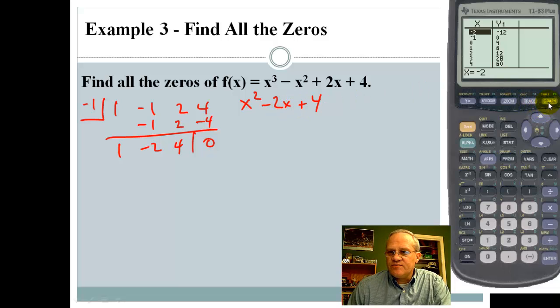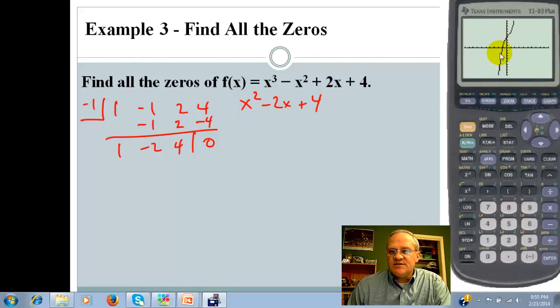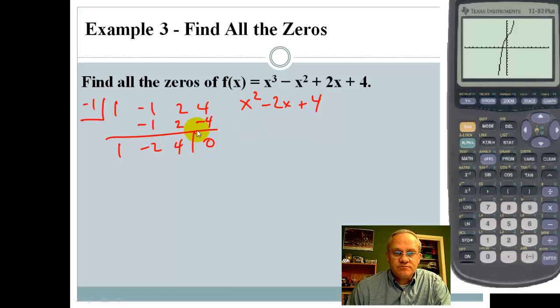Now, as you remember from our graph over here, it's not going to come back down and cross the x-axis anywhere else. So what's left will not factor down. You can try what you can to factor this down, but it won't go. So what you're going to have to do is the quadratic formula. Remember that? So remember, x is equal to the opposite of b plus or minus the square root.